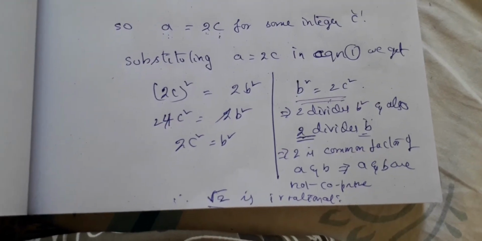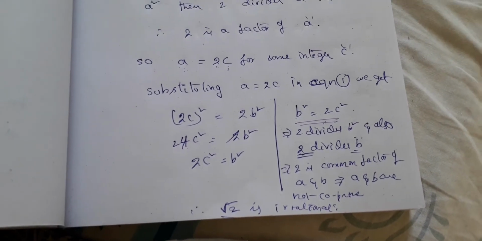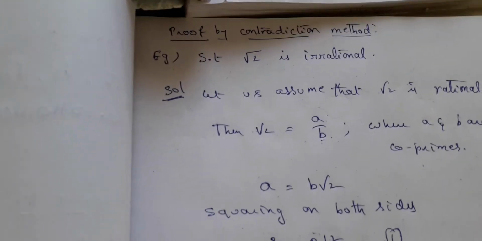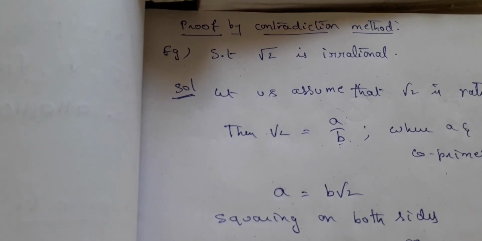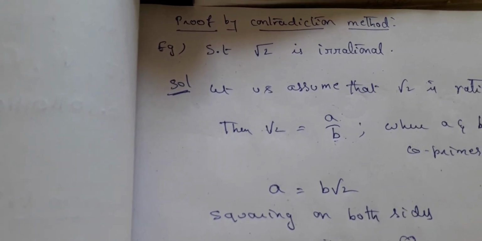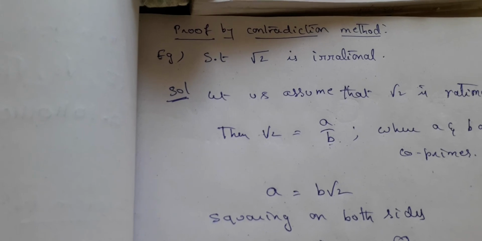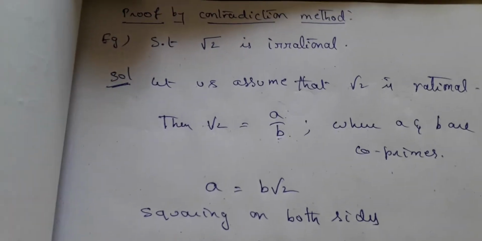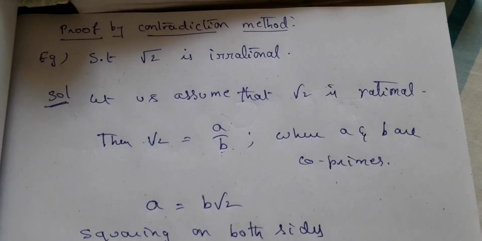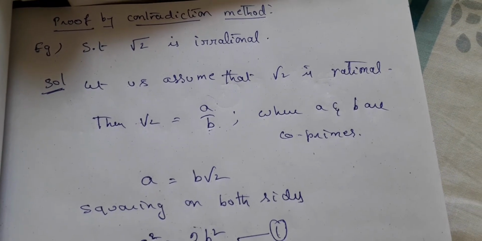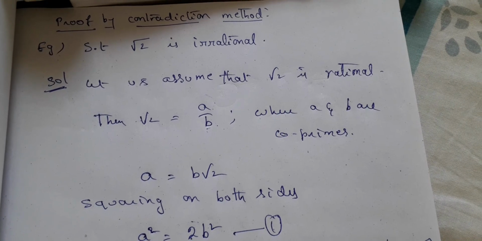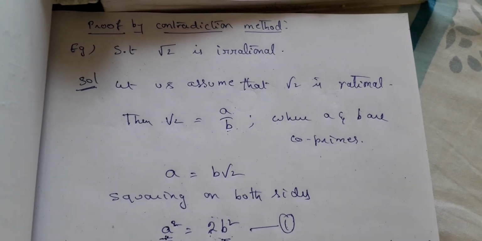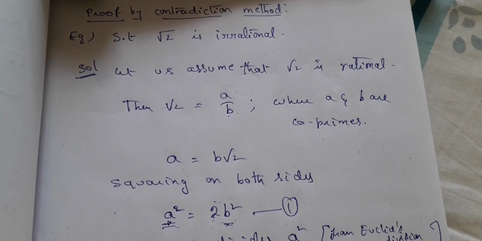This is how you are going to prove it. Okay, is that clear? So I'll explain this once again. This is the proof by contradiction method. The example problem here is to show that root 2 is irrational. So what did we assume? We assumed that root 2 is rational. So when root 2 is rational, you should express it in the form of p by q. So I took it as A by B, where A and B are coprimes. That means A and B should not have any common factor other than 1.